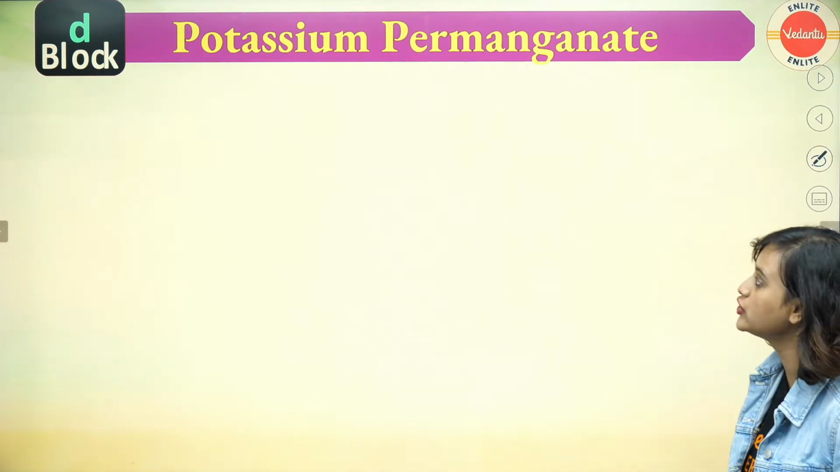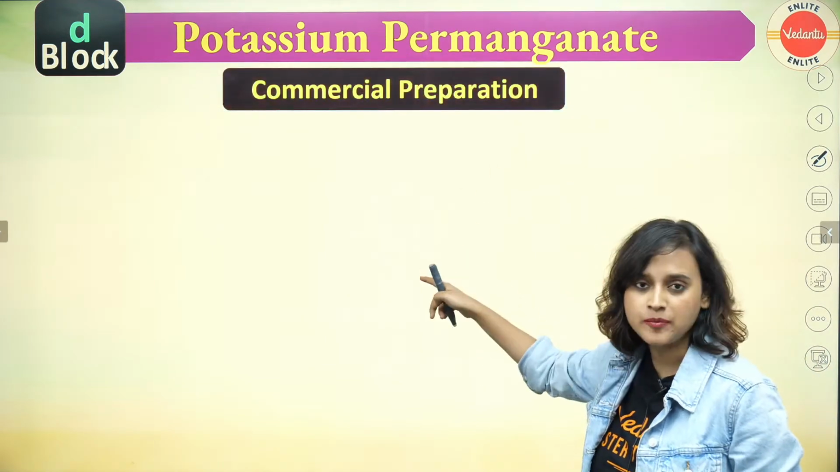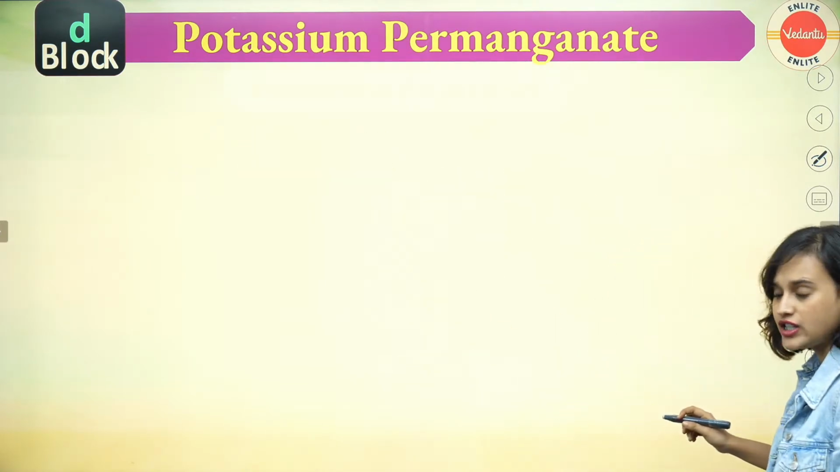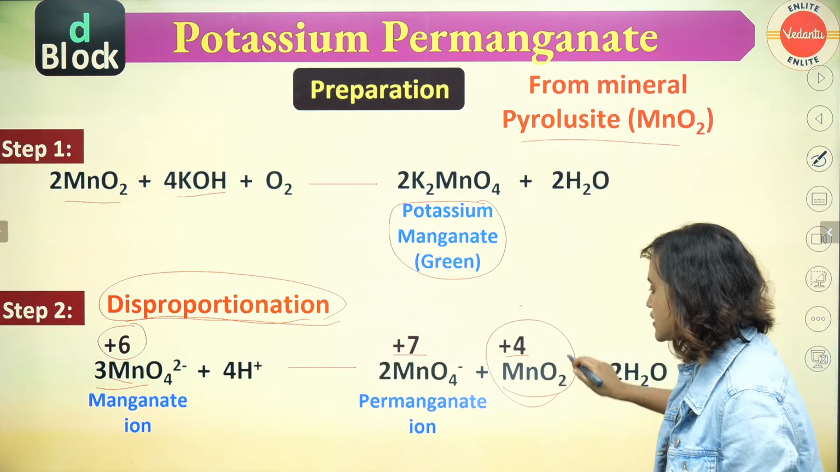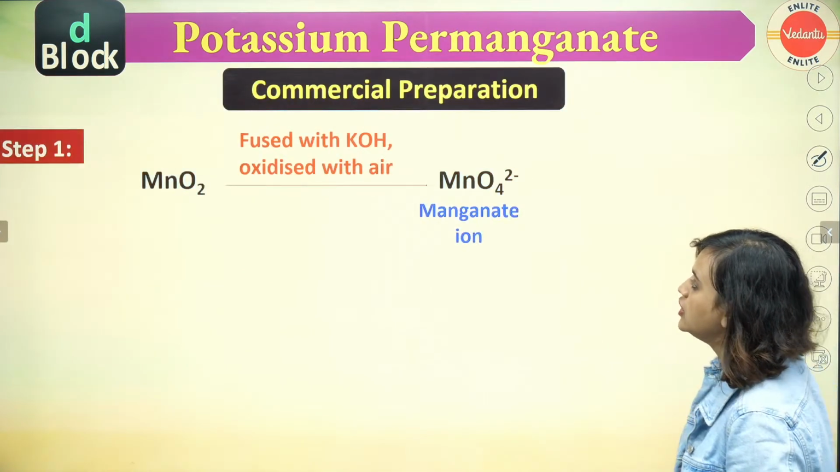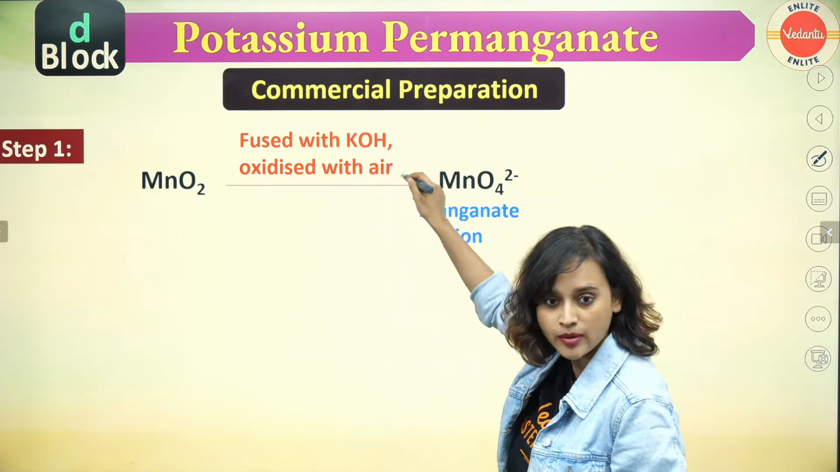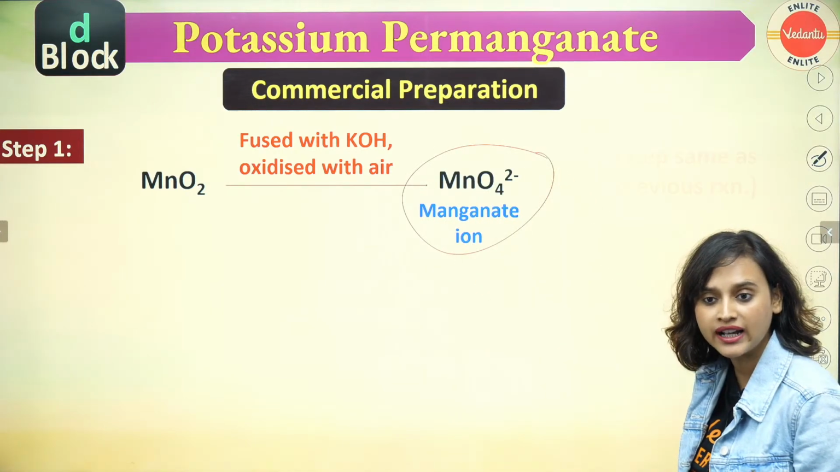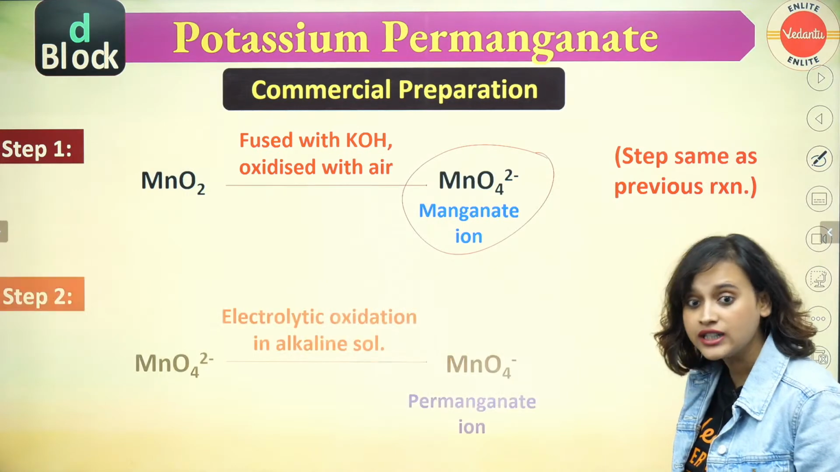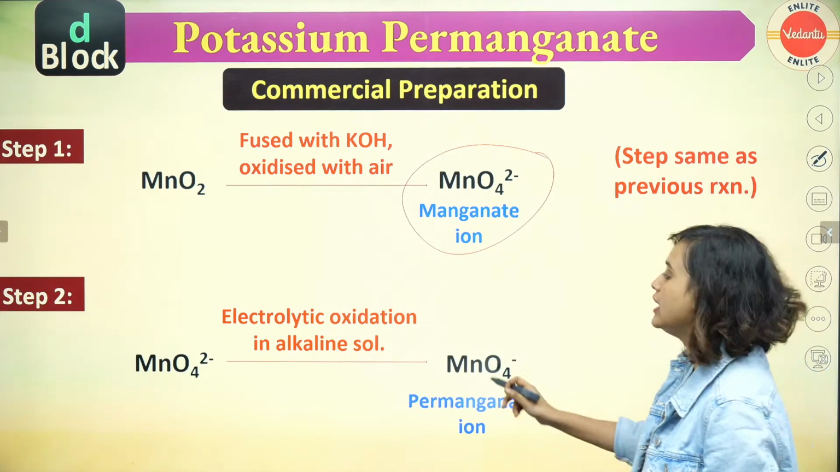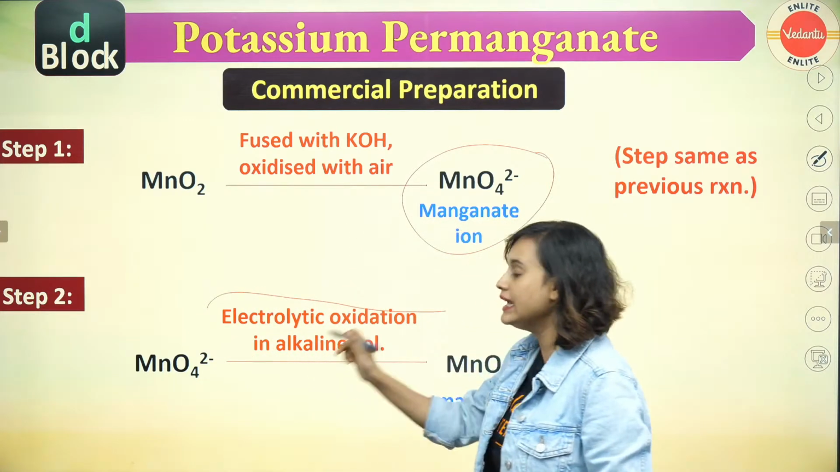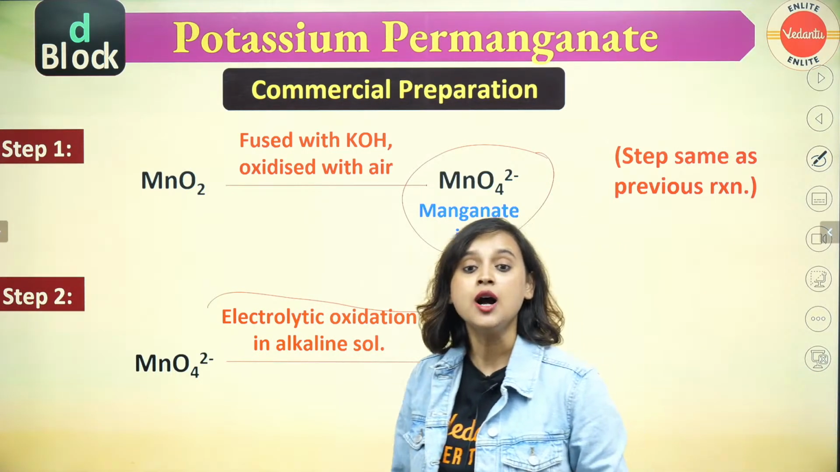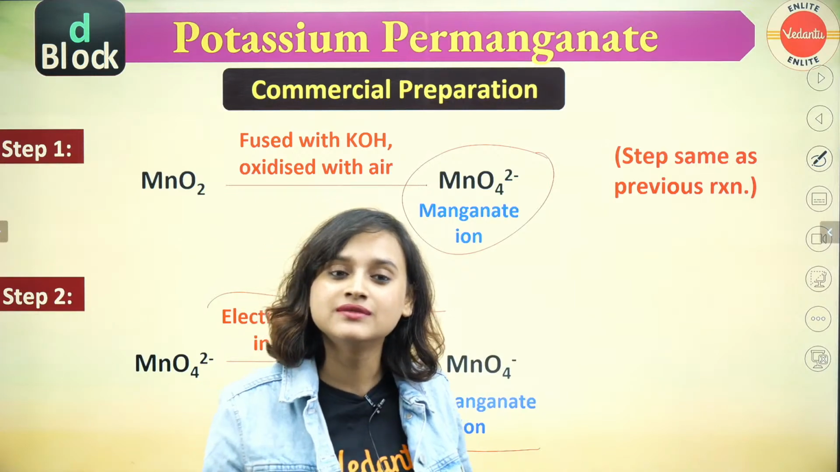Yes, and now same steps you will follow, and then you will go for commercial preparation. For commercial preparation, same thing. Remember this, we just got MnO2, this +4 oxidation state. We are going to take this and fuse it with potassium hydroxide and oxidize it with air. You will get manganate ion. Now after the manganate ion, what will you do? Electrolytic oxidation in alkaline solution once again, and we will get our permanganate ion. That's it. Preparation is complete.